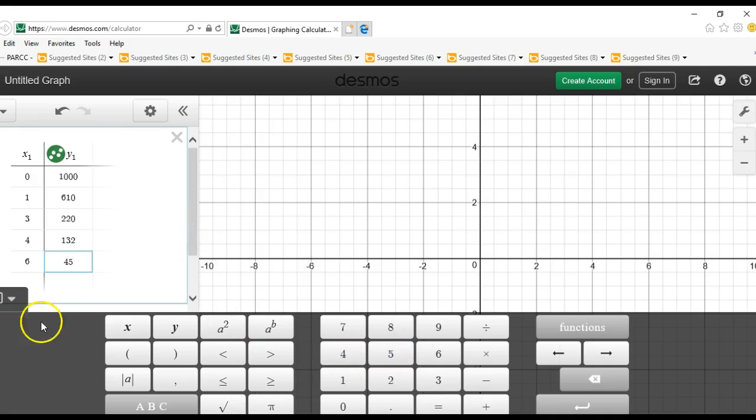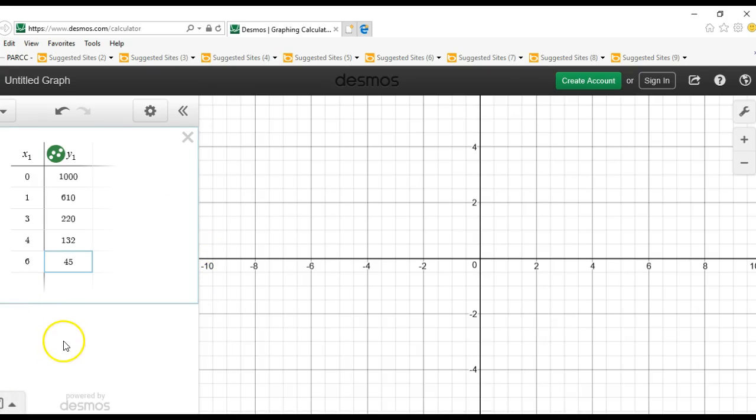So I now have in my table, I'm going to hide my keypad, and I'm going to go to the second column. In this column, I need it to write an exponential function for me. Let me, however, though, because we can't see any of my ordered pairs, that's because they're way up at like 1000.